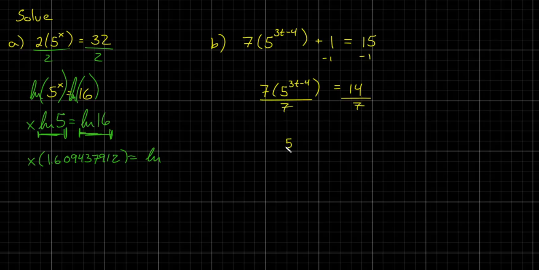So we get 5 to the power of 3t minus 4 equals 2. Now, just real quick, we should check. 5 to what power is 2? Can't do it. Well, gosh darn it, I'm trying to solve for t. Where's it stuck? The exponent. How do you get a variable unstuck from an exponent?